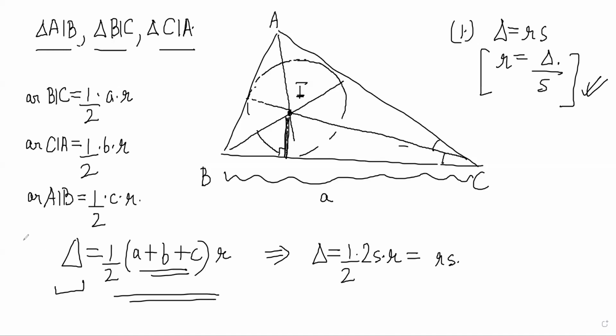The second formula that we will see will use a very important property of circles. So A, B, C, and let's say my incenter is here somewhere. And I have drawn my circle. We know that the incircle is touching the three sides. This is my R.